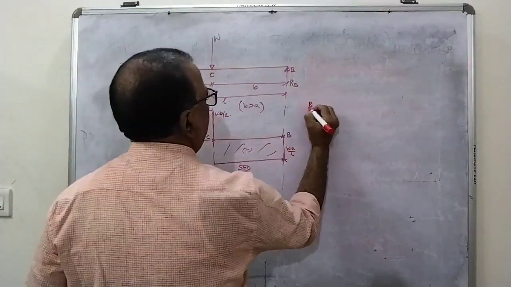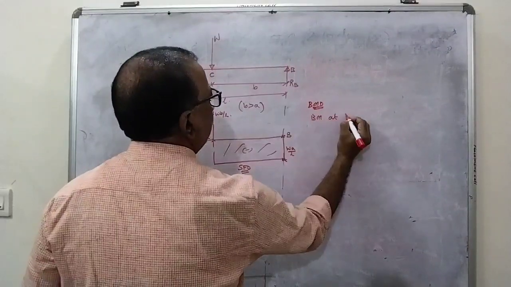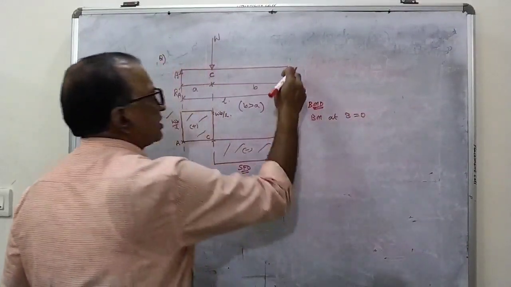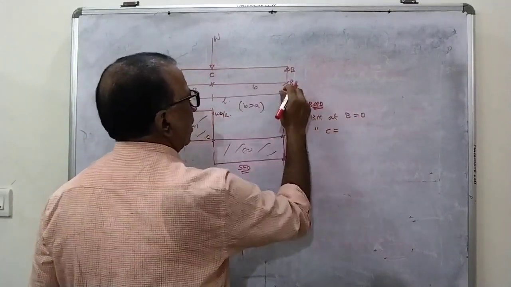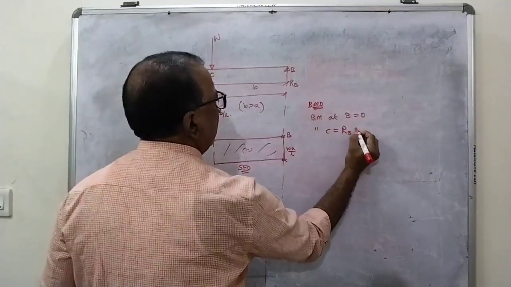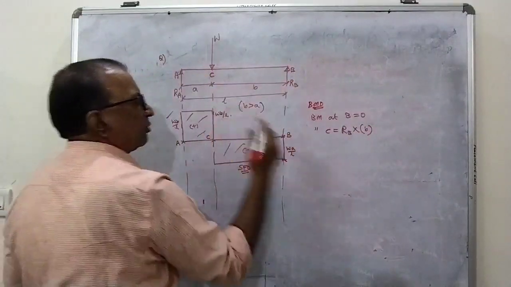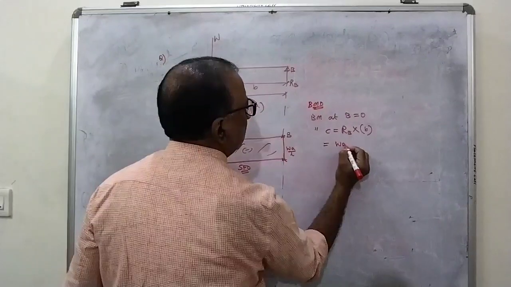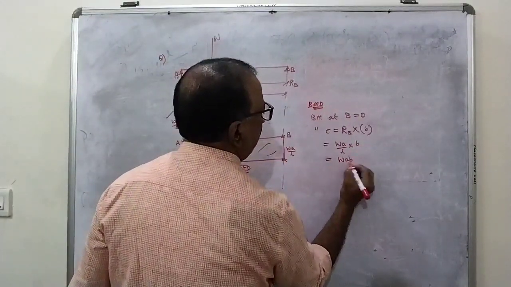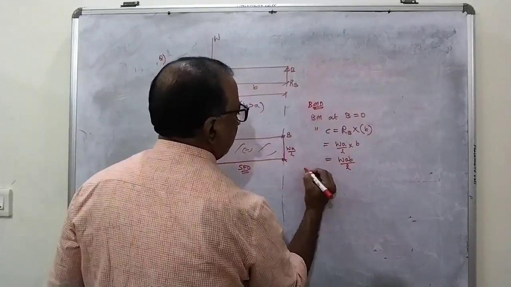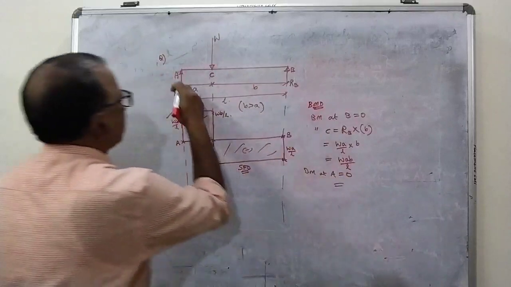Now let us go to the bending moment diagram. If you start from the right side, bending moment at B is 0, since it is a simple support. If I calculate the bending moment at C, you all know it is RB into small b. RB into small b. What is the RB value? WA by L into B. This is equal to WAB by L. Next, bending moment at A, it is 0 since it is a simple support.